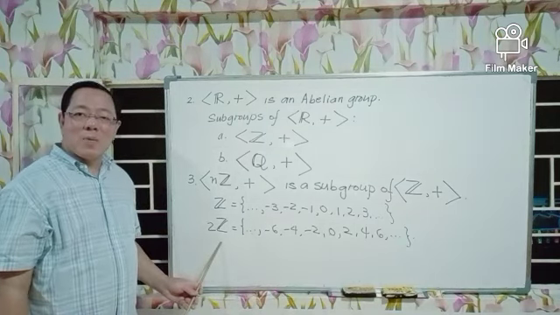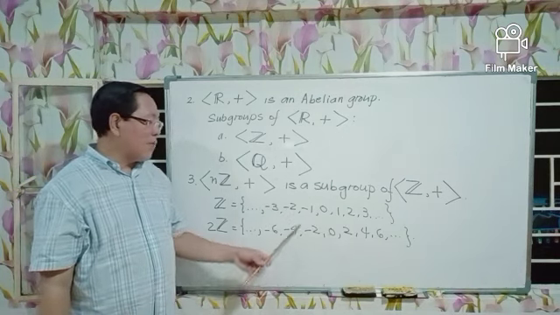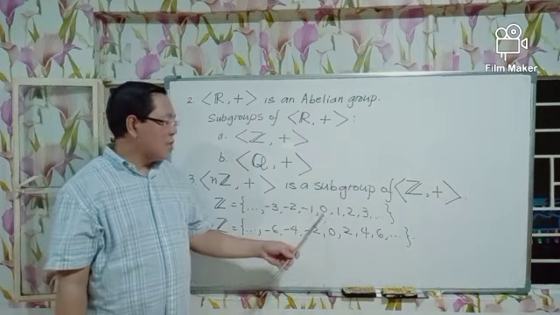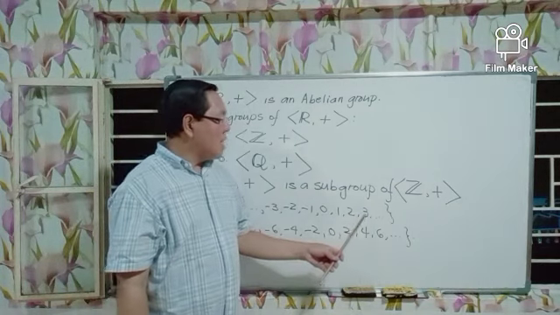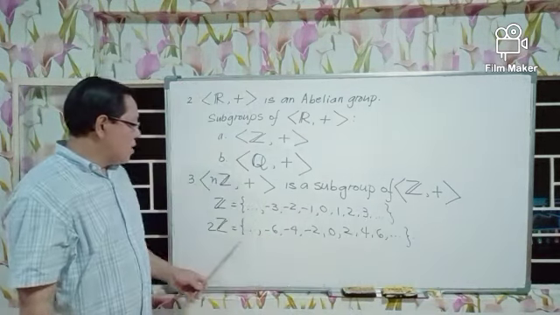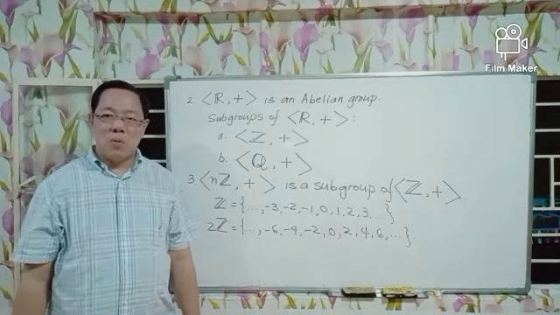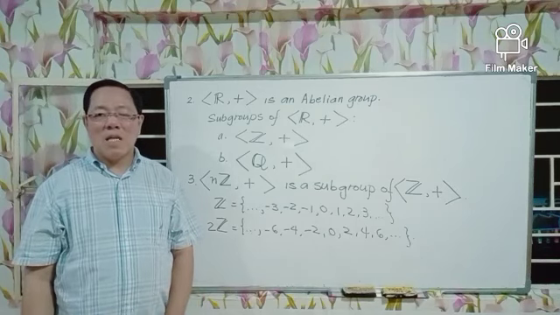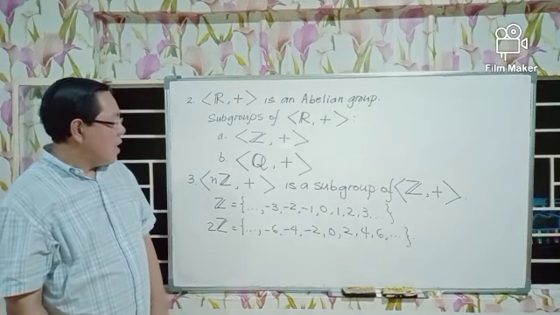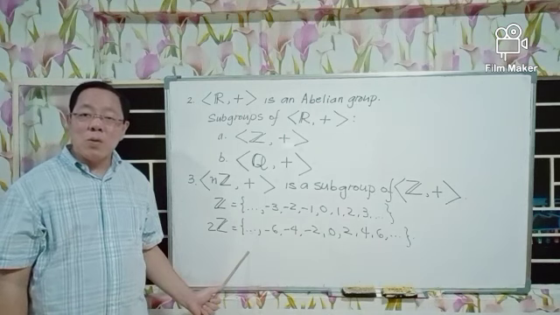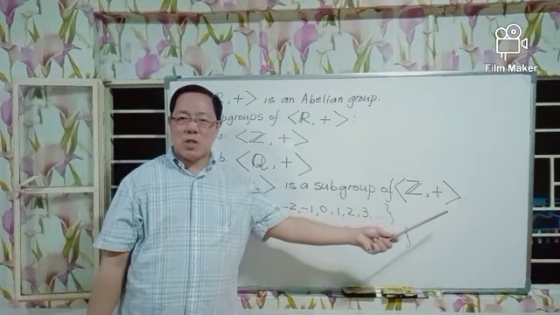And so the elements of 2Z are: negative 3 multiplied by 2 is negative 6, negative 2 by 2 is negative 4, negative 1 by 2 is negative 2, 0 by 2 is 0, 1 multiplied by 2 is 2, 2 multiplied by 2 is 4, and 3 multiplied by 2 is 6. You can see the elements of 2Z are integers that are multiples of 2, exactly divisible by 2. And this set 2Z under addition is a subgroup of the set of integers under addition.